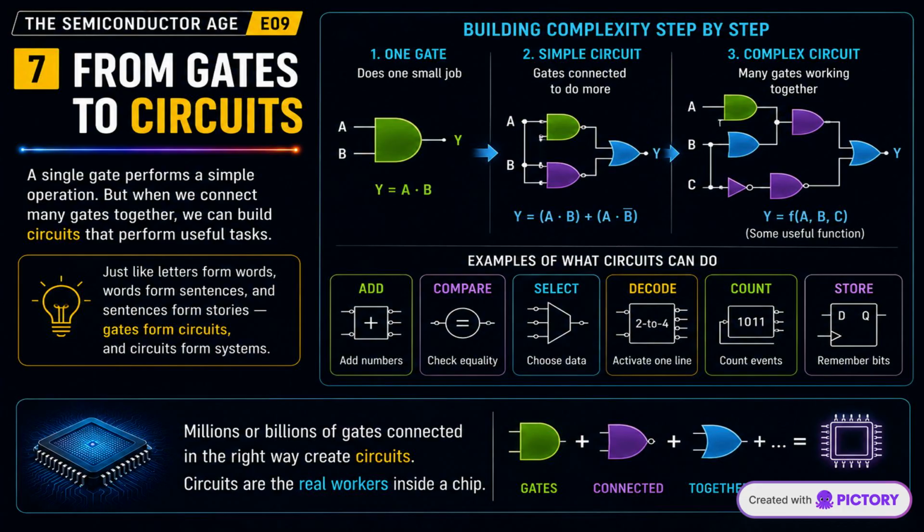A single gate performs one simple operation, but connect thousands or millions of gates, and much more becomes possible. Gates combine into circuits designed for specific functions. This hierarchy, from gates to circuits, is how complexity emerges from simple semiconductor switches.